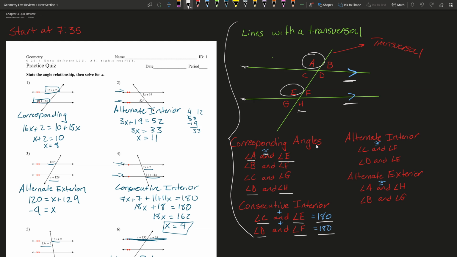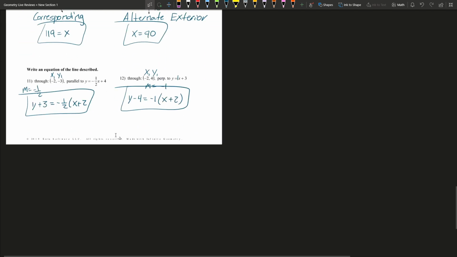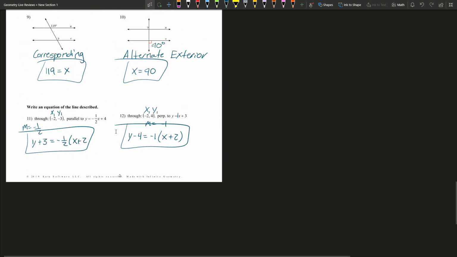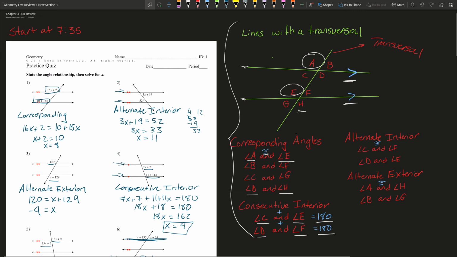Okay, and if we know that, and we know how to write equations of a line, then we should be able to do this quiz pretty well. Okay, so there's not a whole lot of content. Really, most of it is just understanding the angle pair relationships and what they actually mean when two lines are parallel. Again, I'm not asking you to prove anything right now. I'm just asking you to use this information and tell me different measures of different angles.